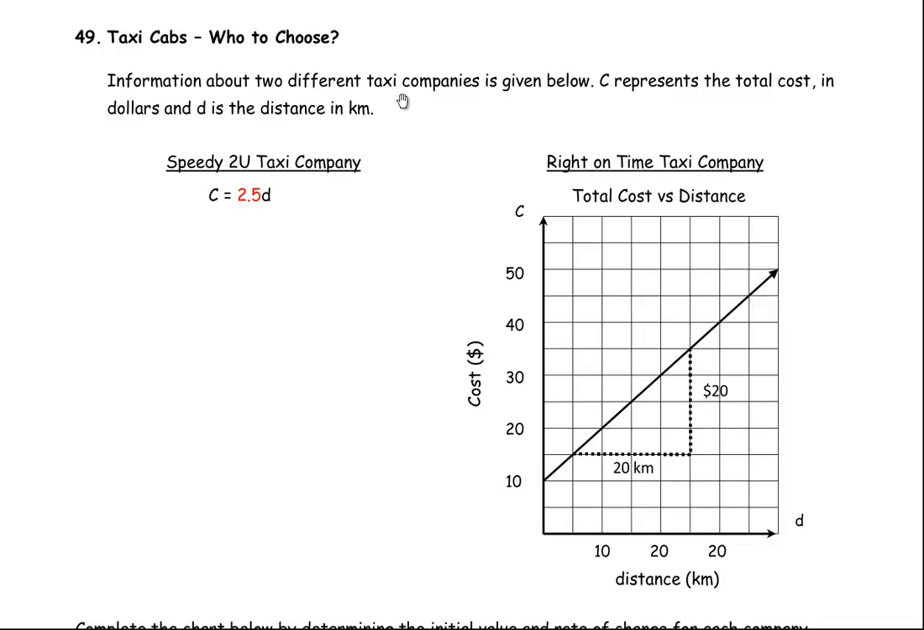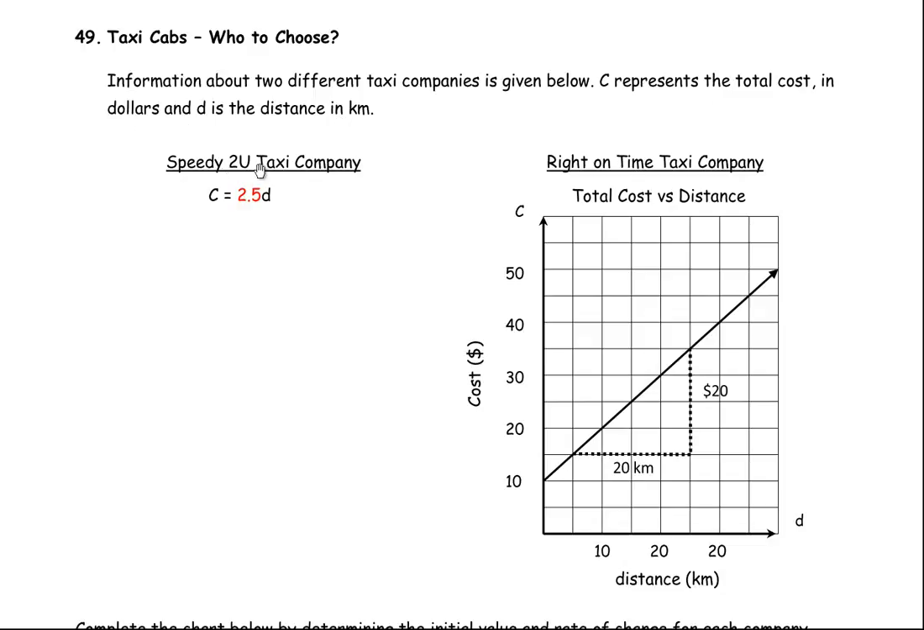Question 49 for Linear Relations EQAO practice questions for grade 9 applied, and this one's titled Taxicabs, Who to Choose. Information about two different taxi companies is given below. C represents the total cost in dollars, and D is the distance in kilometers.